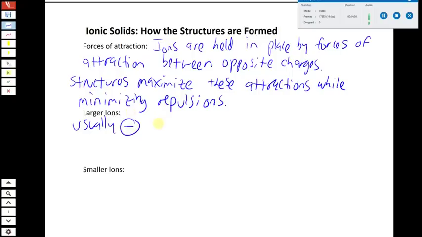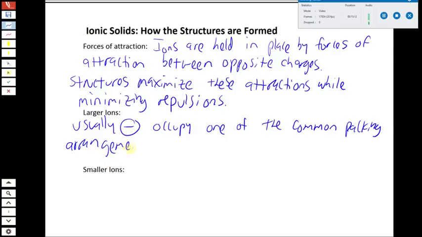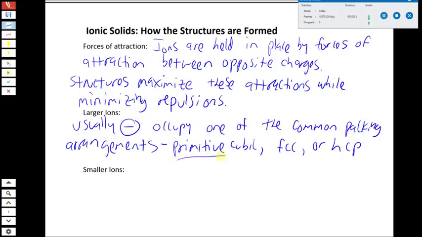Whatever the larger ion is, it's going to occupy one of the common packing arrangements that we learned last time. So these larger ions are going to arrange themselves into a regular array, and the ones that we're especially going to talk about are the ones we mentioned last time: primitive cubic, face-centered cubic, or hexagonal close-packed. There are no common ionic structures that we'll talk about that involve body-centered cubic, but these three, and especially the first two, the cubic ones, we're going to talk about in a lot of detail.